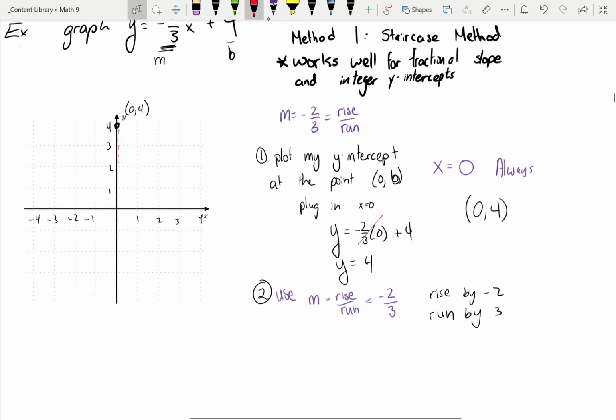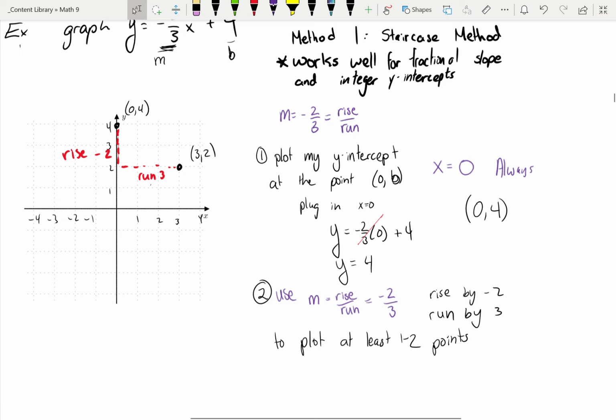So sorry, I'll make the line a little bit thicker. So I'm going to go down 2 and I go over 3. So I run 3 and I rise by -2. And what I want to do is plot at least 2 points. I'll say 1 to 2 points. So once I go down 2 over 3, I'm going to make a new point. So this is conveniently at the point 3, 2.